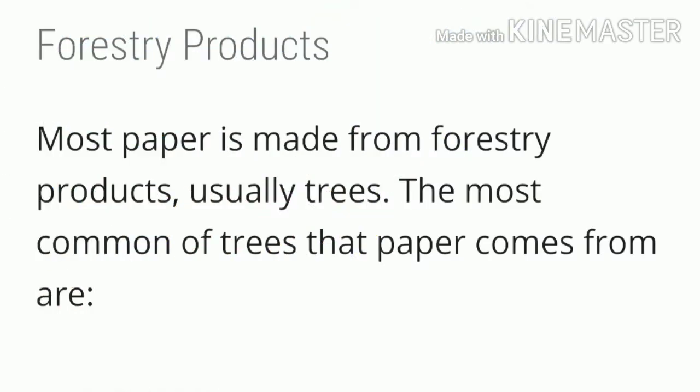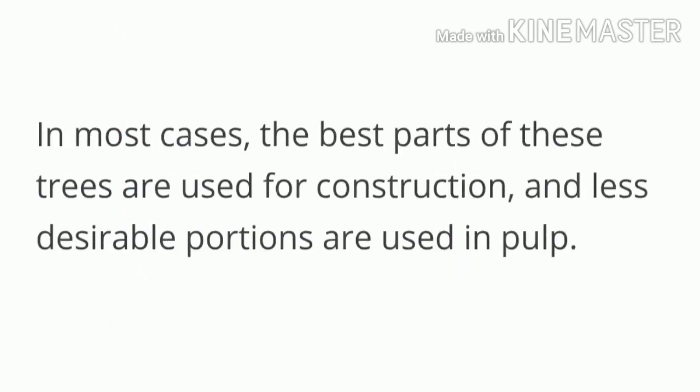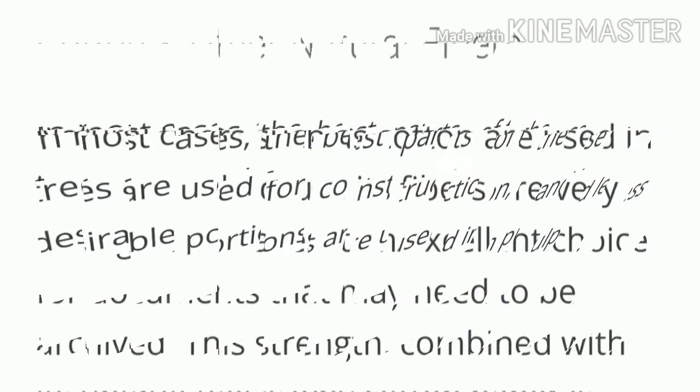Forestry products. Most paper is made from forestry products, usually trees. The most common trees that paper comes from are spruce, pine, fir, larch, hemlock, eucalyptus, aspen, and birch. In most cases, the best part of these trees is used for construction and less desirable portions are used in pulp.